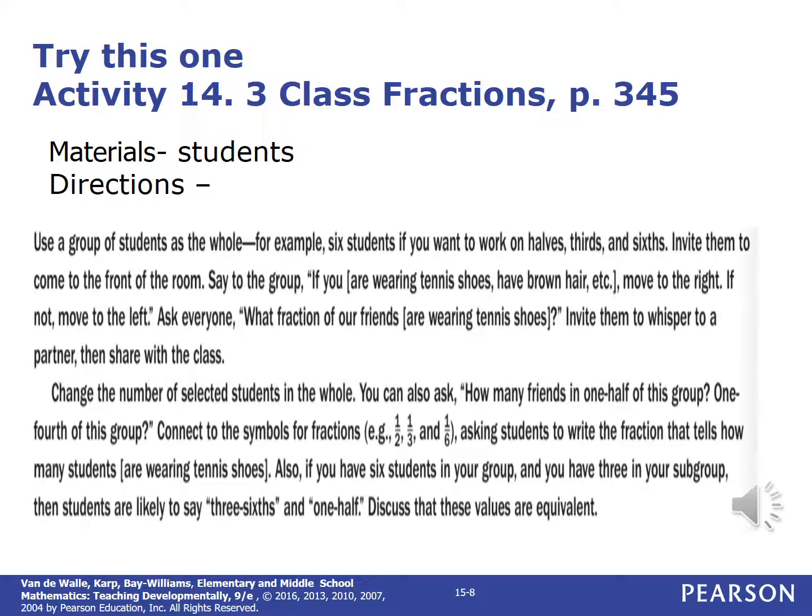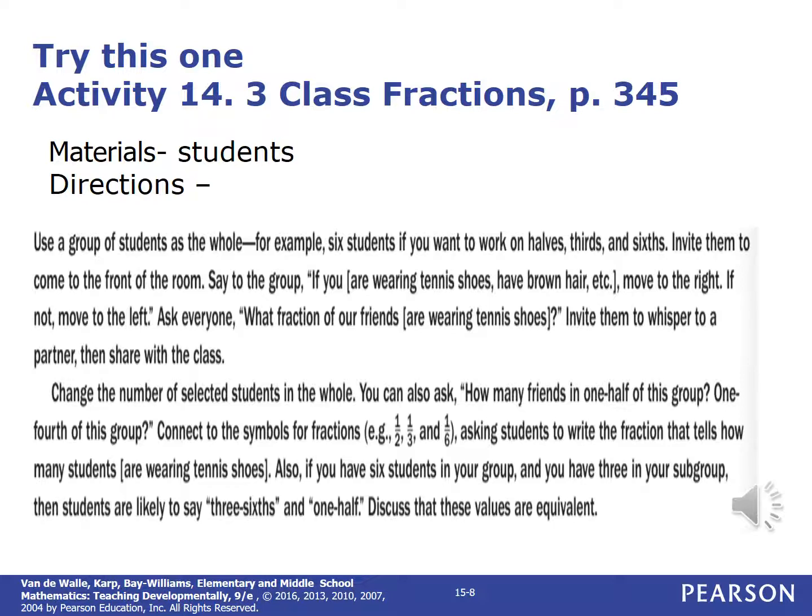But you could invite a specific number of students to come to the front of the room, and you could say to the group, if you are wearing tennis shoes, or if you have brown hair, or if you're wearing earrings, move to the right. If not, move to the left. And you would ask the whole class, what fraction of our friends are wearing whatever it is that you specified, tennis shoes, earrings, brown hair, whatever.